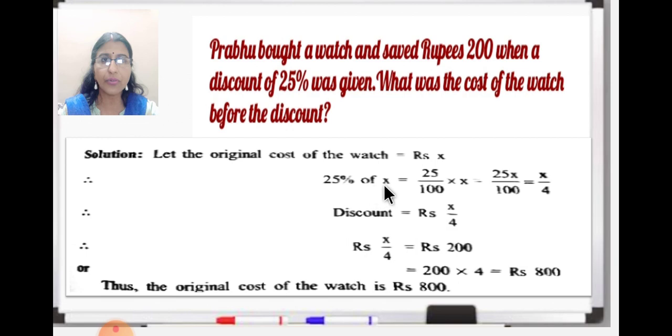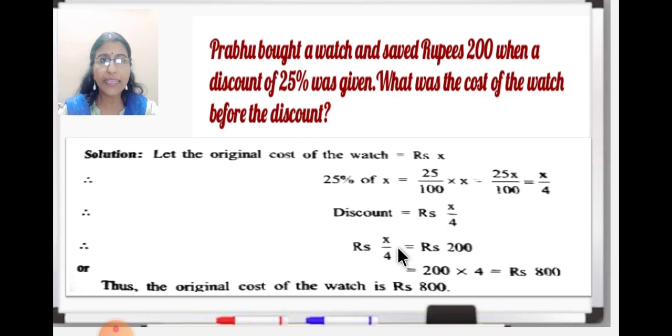That is equal to 25 upon 100. You know 25% is 25 upon 100. Of means multiply, and then X. That is equal to 25X upon 100. When you reduce 25 and 100, 25 4s are 100, so it is equal to X upon 4. So what is the discount? The discount is rupees X upon 4.